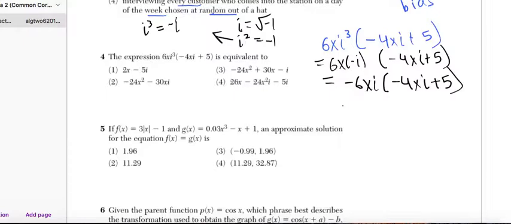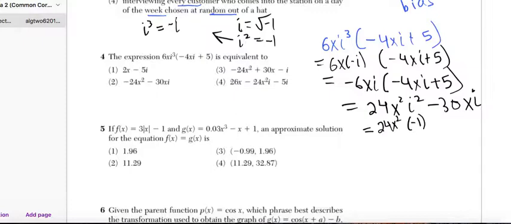So now when I distribute, negative 6 times negative 4 is 24, x times x is x squared, and i times i is i squared. Then I distribute over the 5 and I get negative 30xi. Now, since i squared equals negative 1, right? So I bring everything else down. This just becomes negative 24x squared minus 30xi.